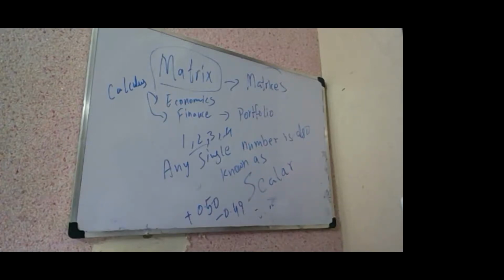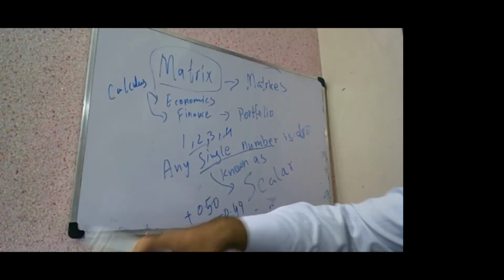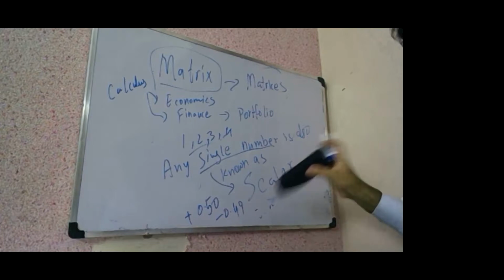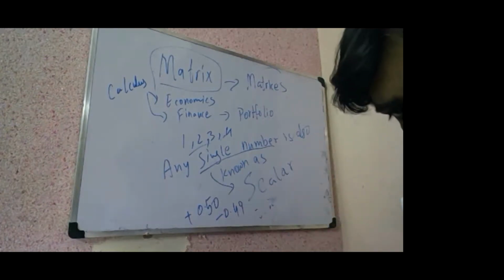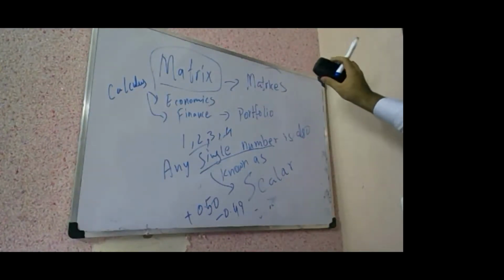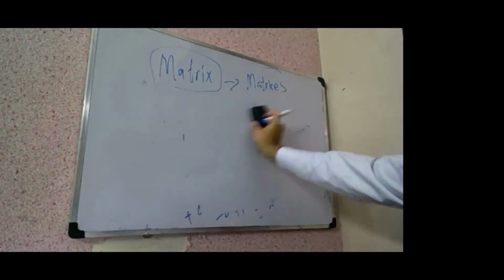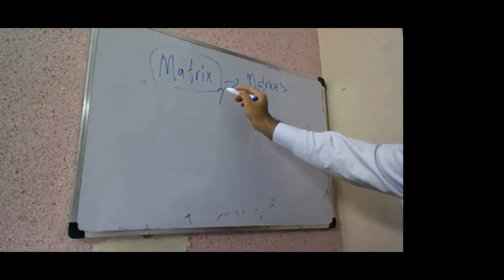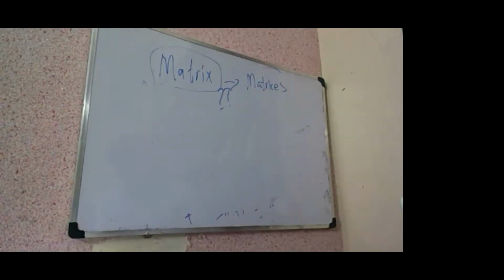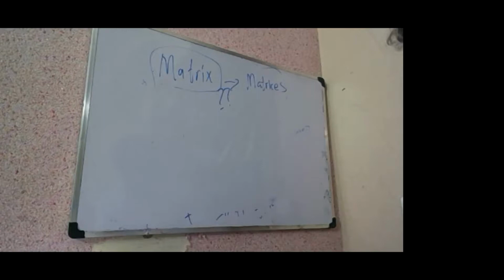Whereas matrix, so this is a single number, right? Is a scalar. What I'm going to do is just write and rub it because we don't have time. So you can just have a look and get it. So that's about the single number. What is matrix? Matrix is a set of numbers, right?